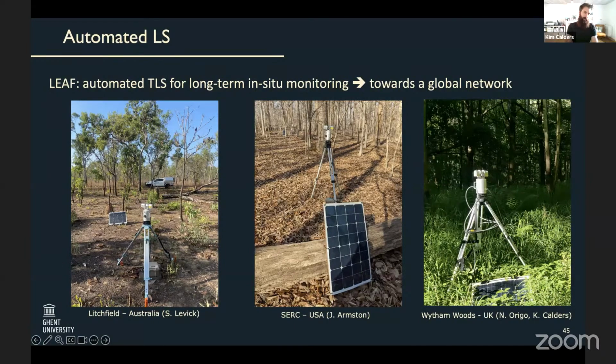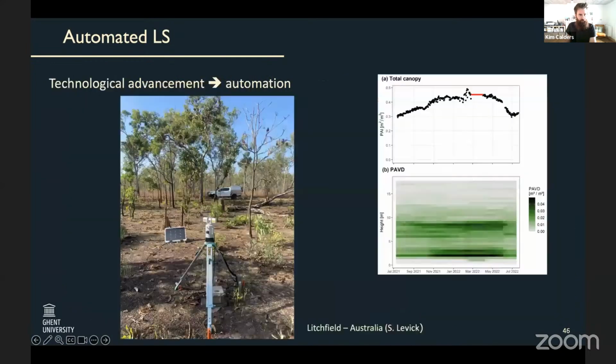You see a few examples here. It's not just an idea that we have. We are actually equipping sites with these kind of sensors right now, and they have been built in Melbourne by Darius Kulvenor. It's quite nice little instruments.